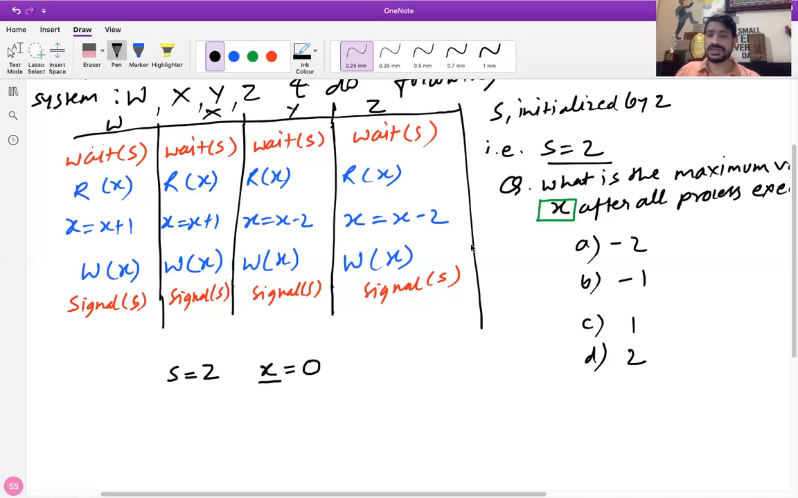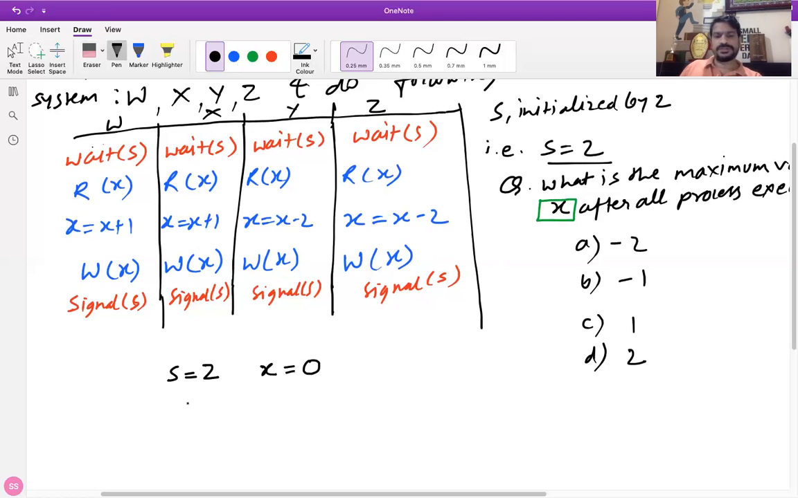But the question says that you have to find the value of X by executing all the processes, right? So can we do something so that we nullify the effect of Y and Z? Even though we are executing them, we nullify their effect. So let's find out the trick to solve this particular problem.